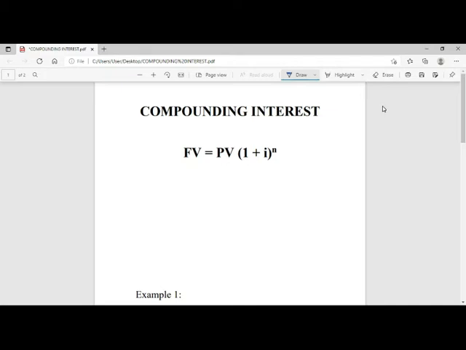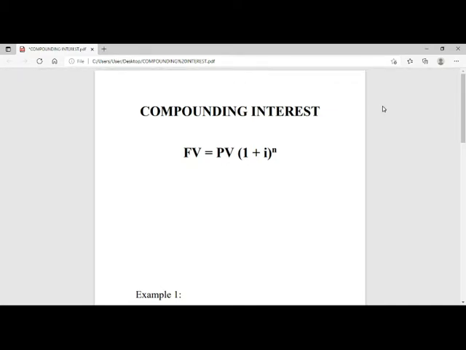Hi everyone. In this video, I'm going to share with you something related to compounding interest. As you can see here, this is a common formula that you can see in any business related subject.